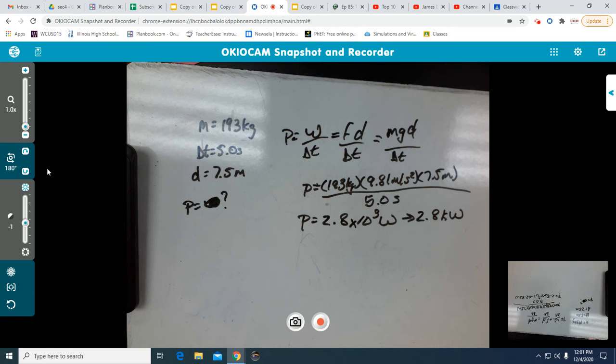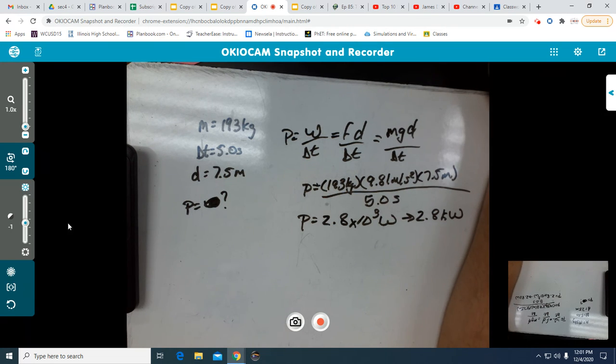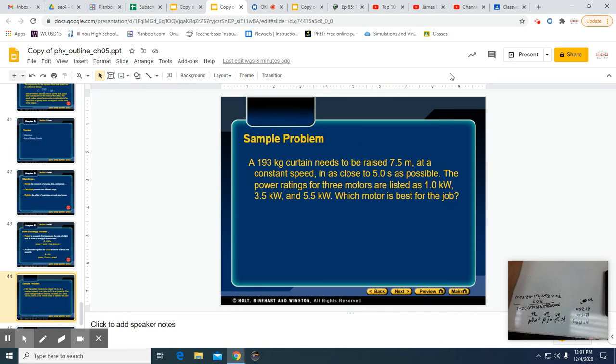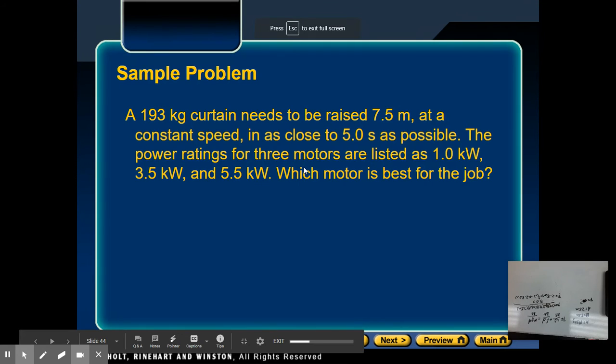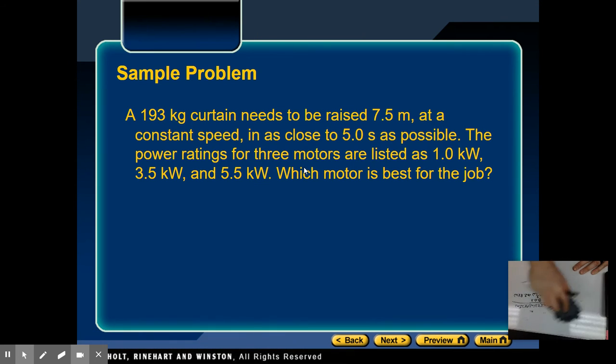So we need to figure out which one of these motors would best fit. Well, again, the total power output that is required is about 2.8 kilowatts. If we are underpowered, it will take far too long for this task to be completed. If we have far too large or far too powerful of an engine, it's going to be too fast. So we have a 1 kilowatt, a 3.5 kilowatt, and a 5.5 kilowatt. Well, the 1.0 kilowatt is underpowered. It's actually less than the power that is required for this particular job.